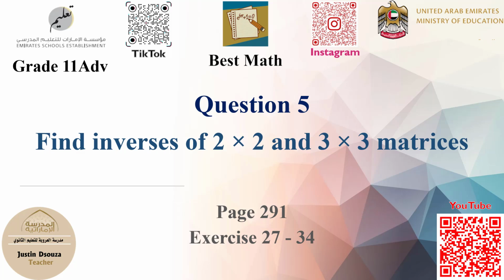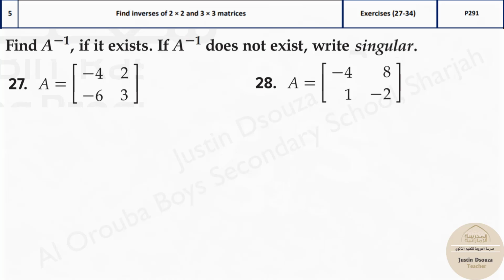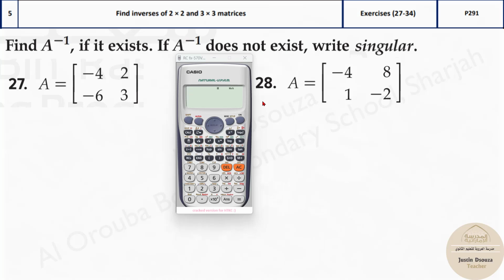Question number 5 is about inverses of 2 cross 2 or 3 cross 3 matrices. This is a straightforward and easy problem in the calculator. So let's take our calculators now. Here you need to follow the methods very closely. You should not do anything wrong because you will not get the answers. First, we need to press mode because there's no matrix mode switched on. So press mode and press 6.